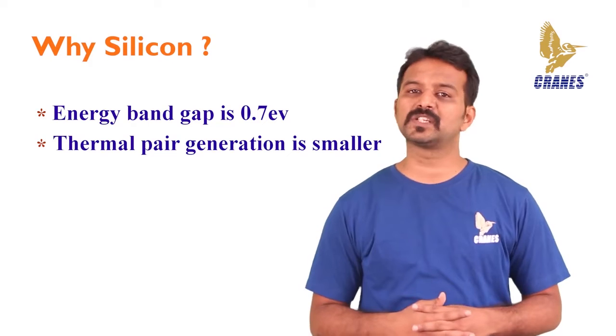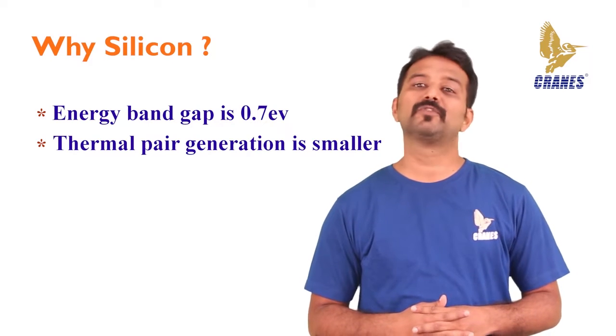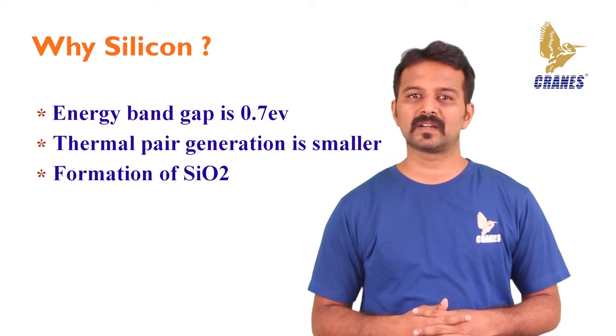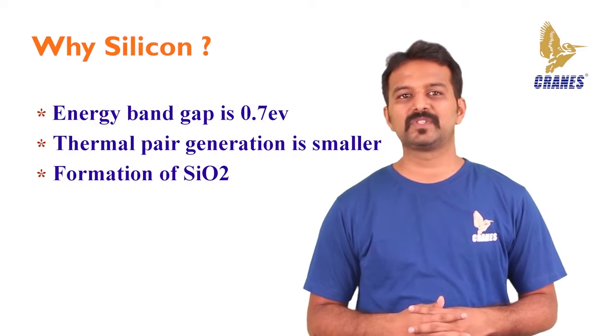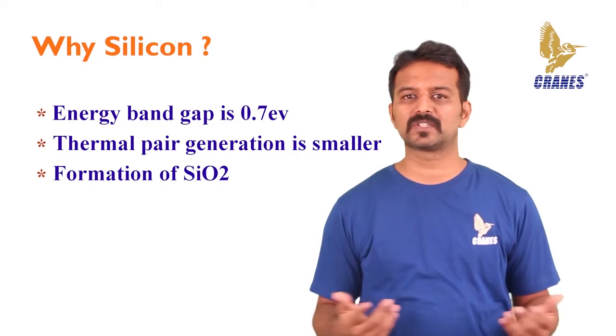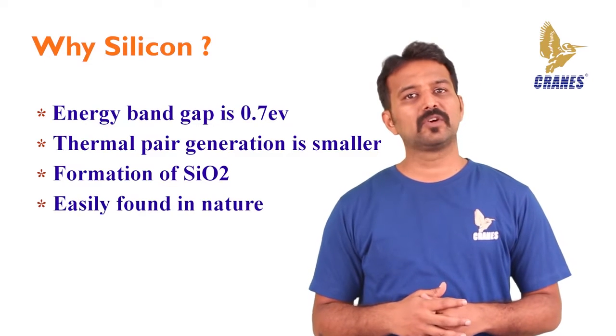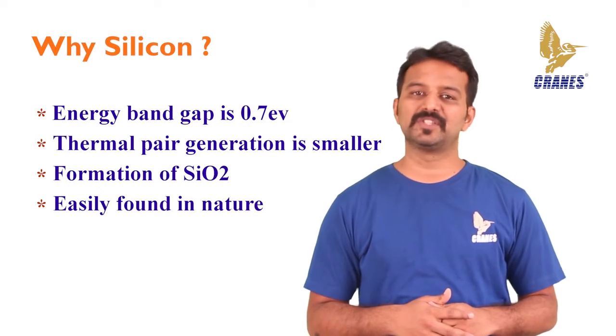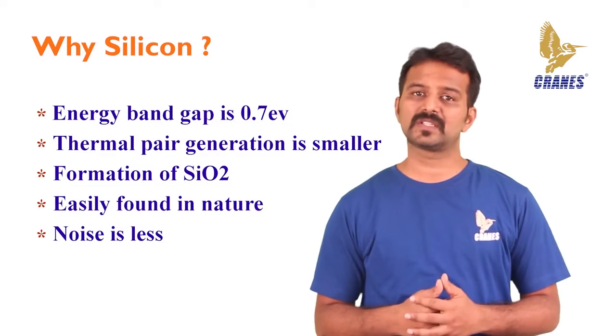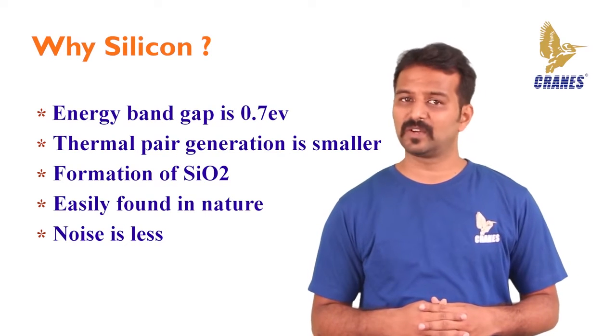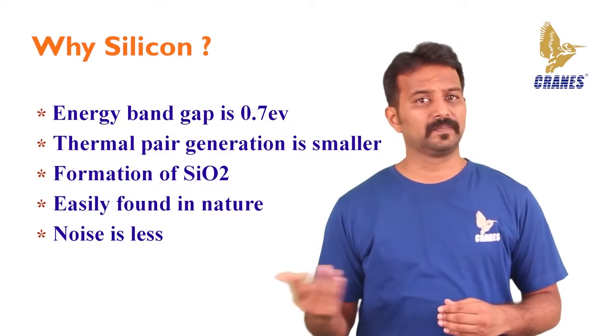The thermal pair generation is smaller. The formation of silicon dioxide layer is easy for silicon, which helps in the manufacture of many components along with the integration technology. Silicon is easily found in nature than germanium. Noise is less in components made up of silicon than in Ge.